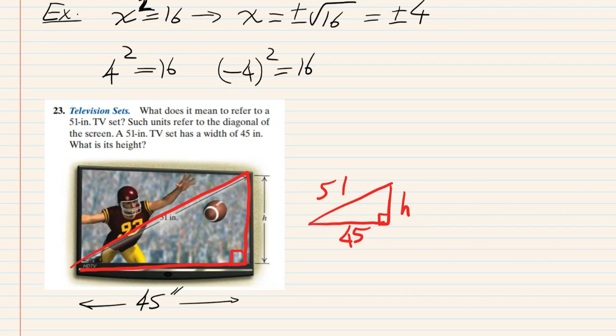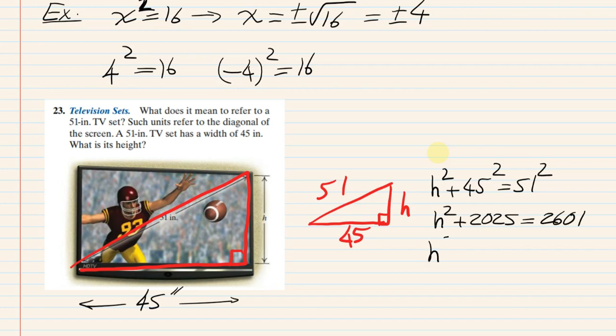Now we can use the Pythagorean theorem on this one. The sum of the squares of the two sides, h squared plus 45 squared, should equal the square of the hypotenuse. That is 51 squared. So here I have set up the equation for us. Next is to carry out the arithmetic of this expression, and here I have h squared. Now 45 squared is 2025, and 51 squared is going to be 2601.